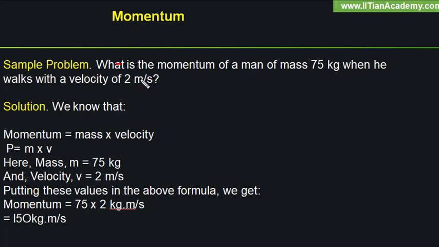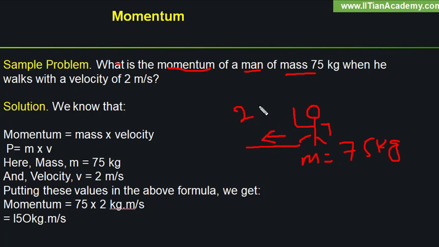Okay, so here we have to solve a very simple problem. We have to find the momentum of a man of mass 75 kg. So there is a man, and his mass is 75 kg. This man is walking with a velocity of 2 meter per second. It's very simple. What is momentum?